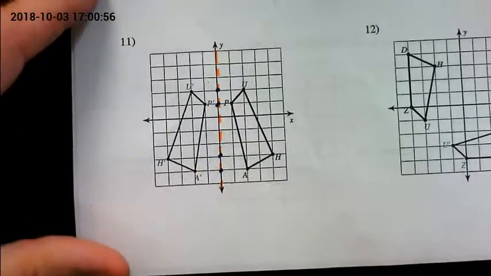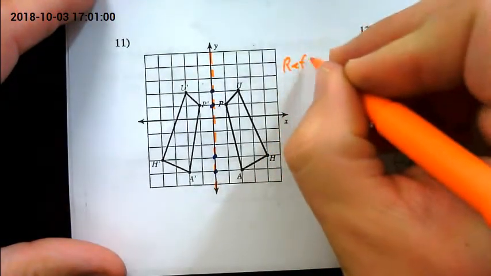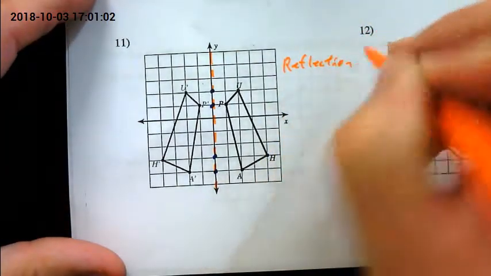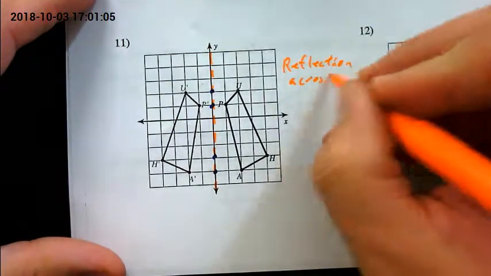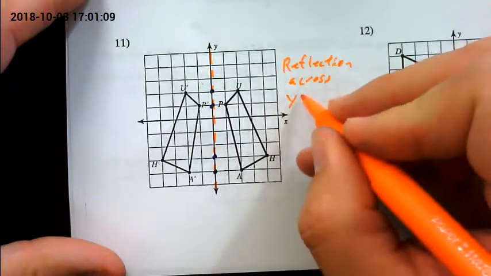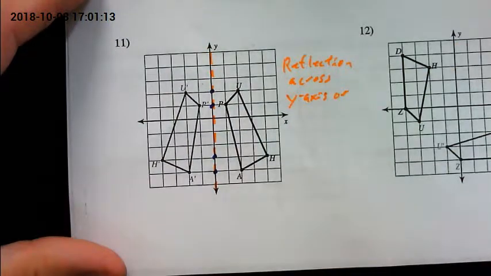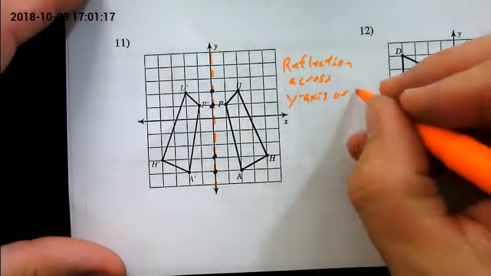Now, once you have that line, again, you could say it in words like I did on the last one. Reflection across, you could say one of two things. Either y-axis, or you could do it as the equation of that line. What's the equation for the y-axis? X equals 0.